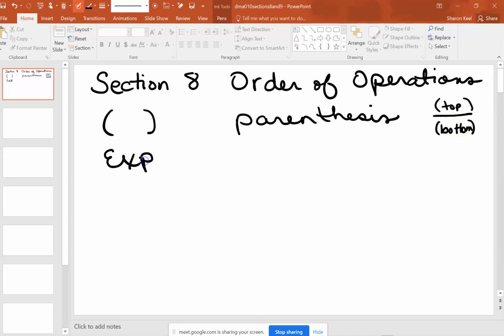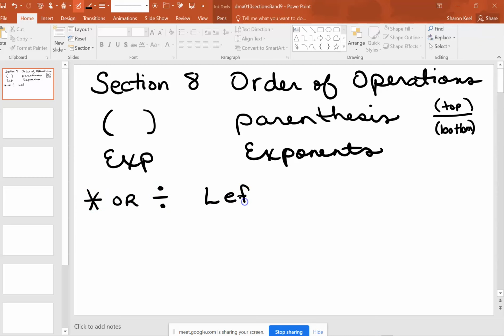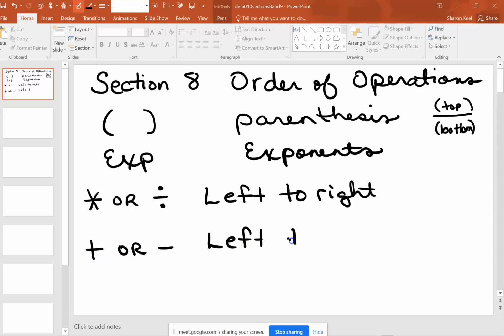The next thing in order of operations is going to be the exponents. If you happen to have exponents in the problem, you will simplify those. The next part would be multiplication or division. When you're doing multiplication or division, you work them left to right as you get to them, just as if you're reading in a book. The last is addition or subtraction, and again, we work those from left to right.